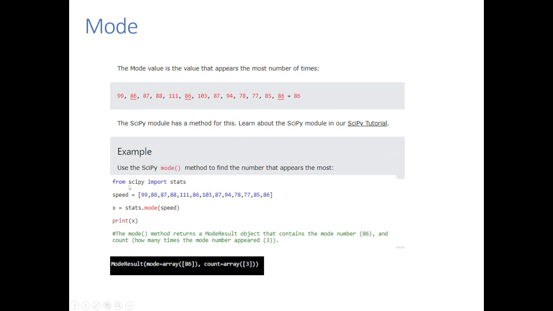From scipy, import stats, then speed. We have here the speeds. Then x equals stats.mode of speed. If we print x, it says here mode equals array 86, count equals array 3. That means 86 is the mode, and it appeared 3 times.